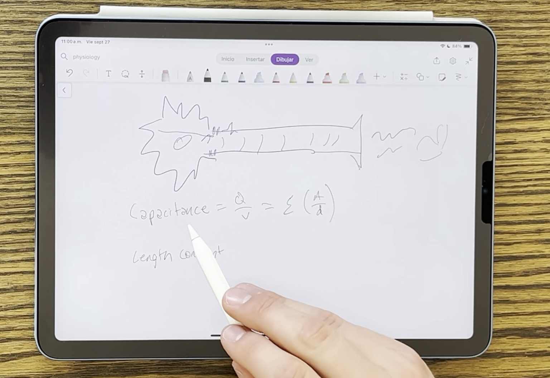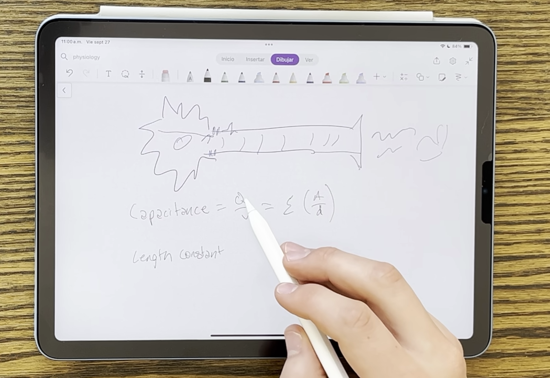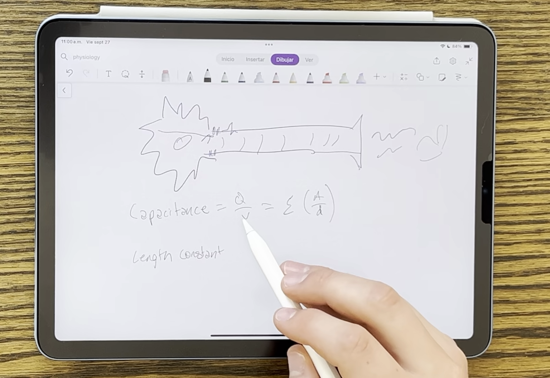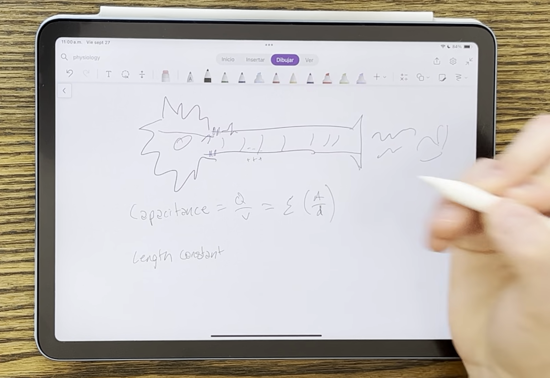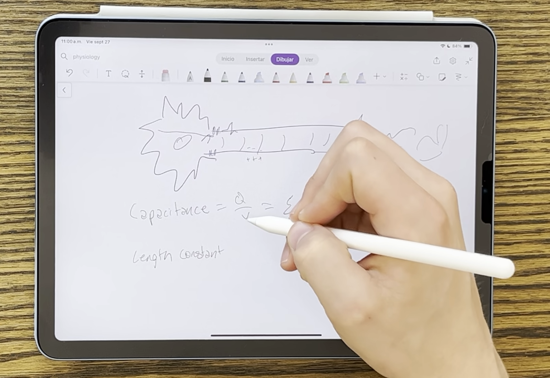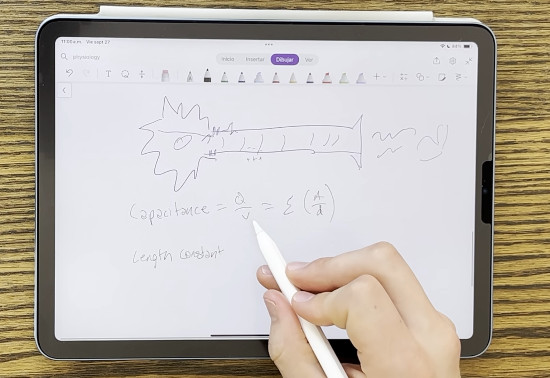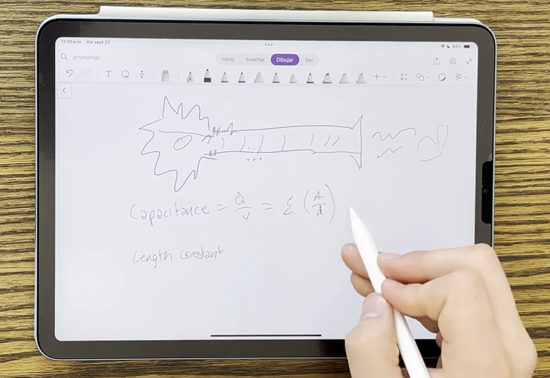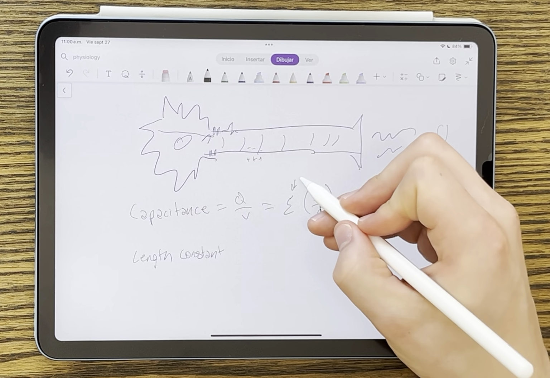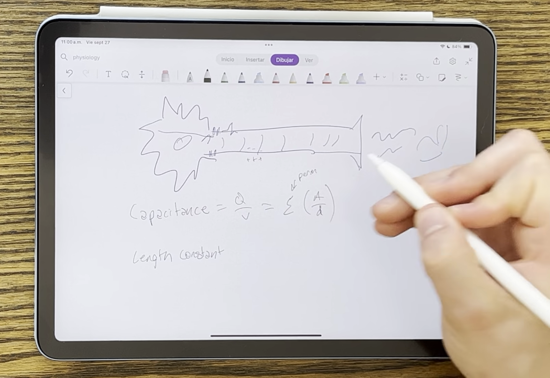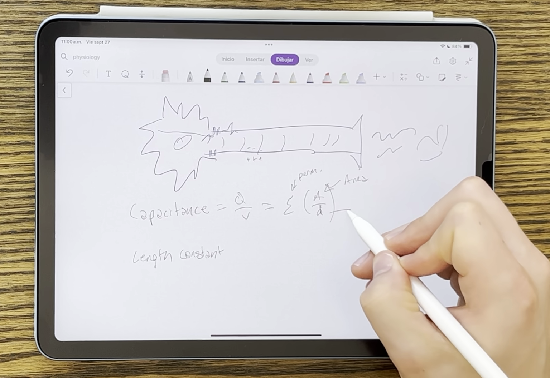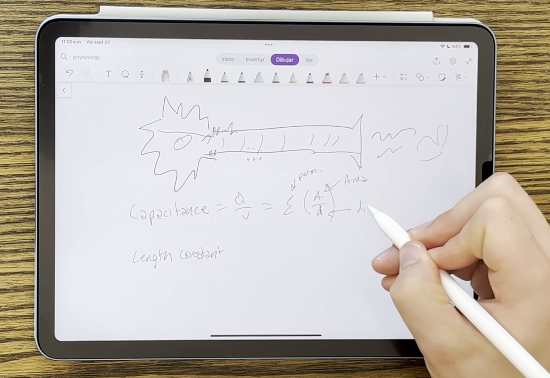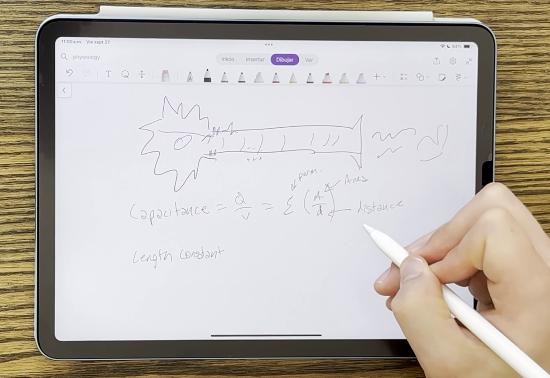So capacitance is the measure of what charge we get per volt. How much charge has to be separated to get our voltage? That's the best way to define it, but this equation is also helpful. Epsilon is permittivity, A is the area of the charge, and D is the distance between charges.